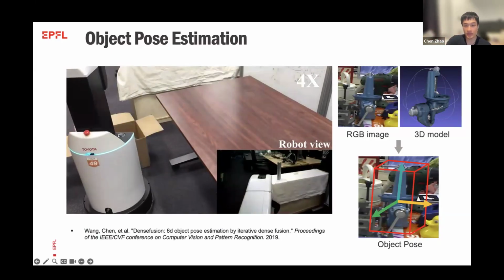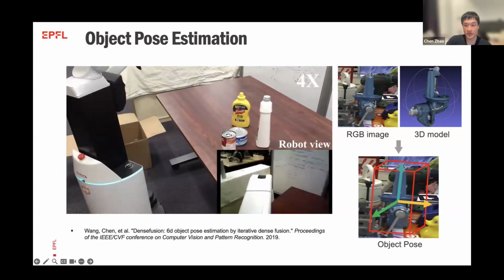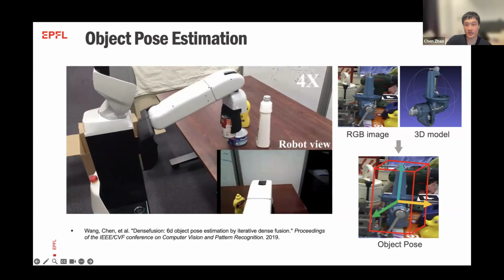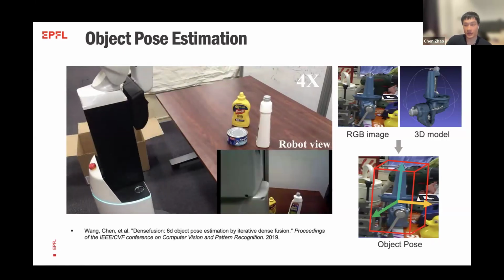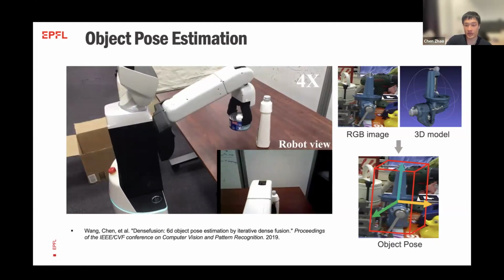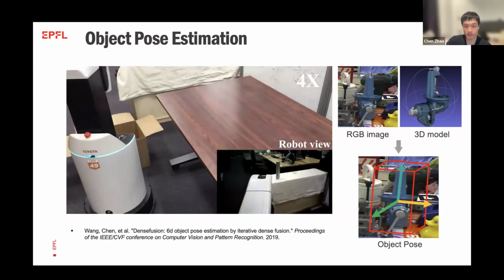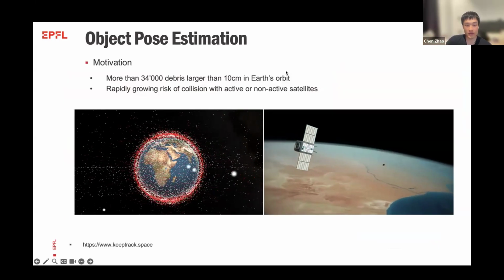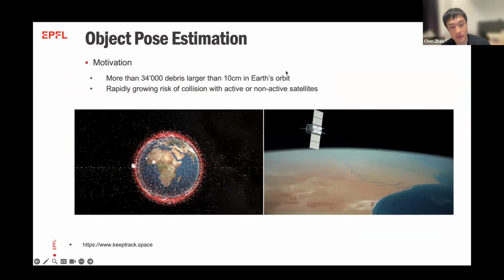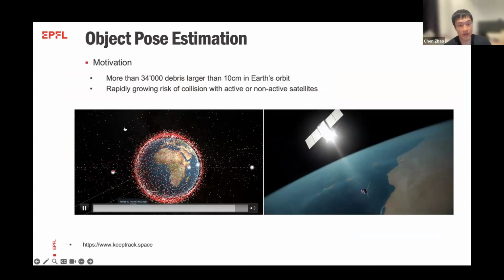This is a basic setting for object pose estimation. We have an RGB image and a 3D object model, and the goal is to predict the 3D rotation and the 3D translation of the object. And actually, we have a real application along this direction, as you can see here.